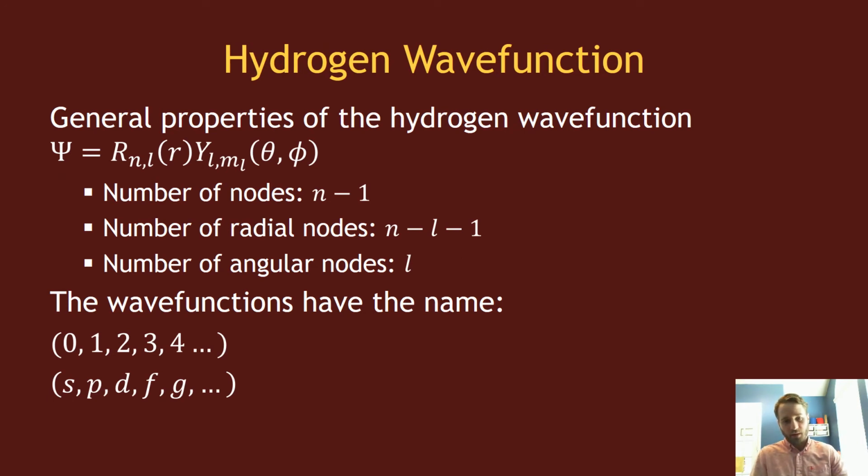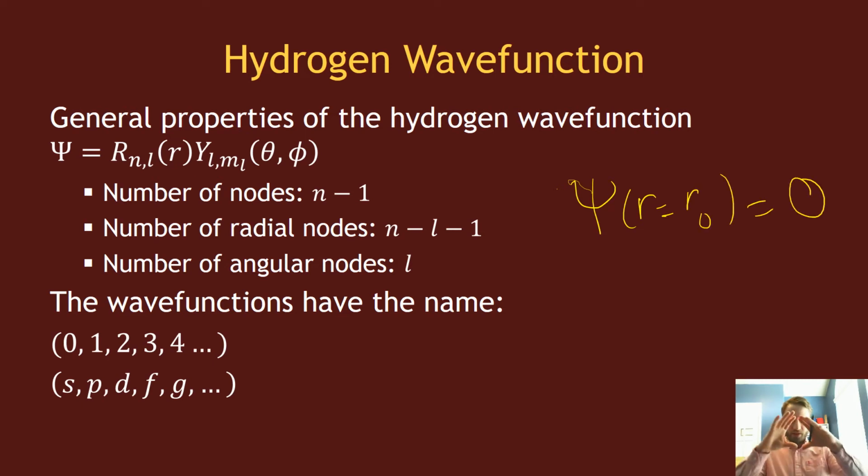Okay, but before we get to that, we'll just review properties of the hydrogen atom. The wave function has this general form. The number of nodes total is n minus 1, but those nodes can be broken down into radial nodes and angular nodes. A radial node is a node where, when r equals some value, the total wave function is 0.